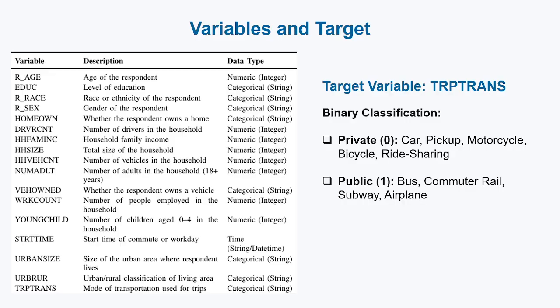In total, we considered 17 variables, 16 were used as input features, and the target variable was trip mode choice. We classified this target into two categories: private transport as 0 and public transport as 1. The description of all features and the target are shown in this table.